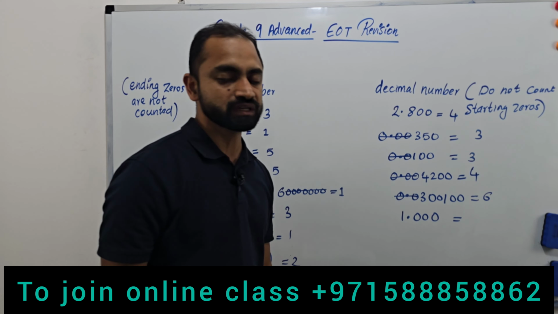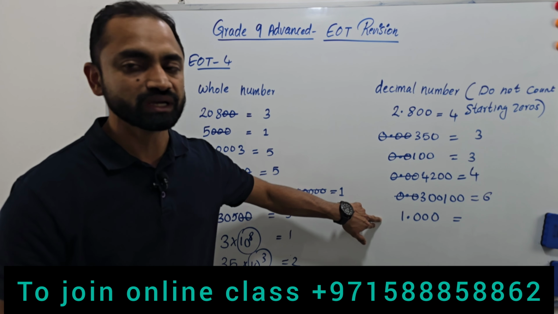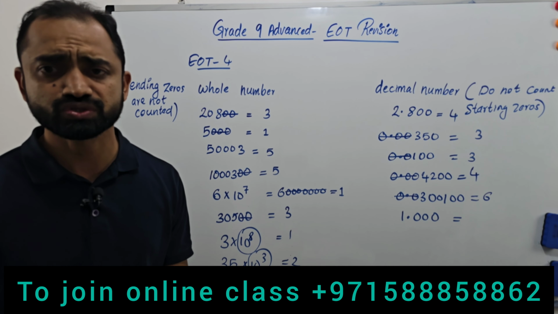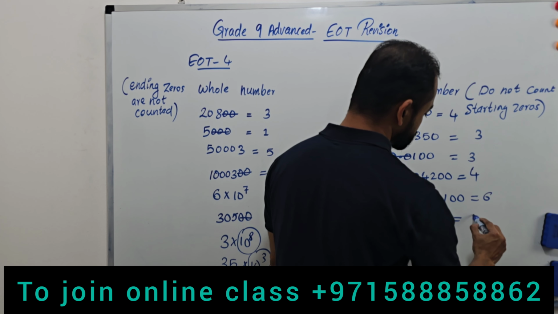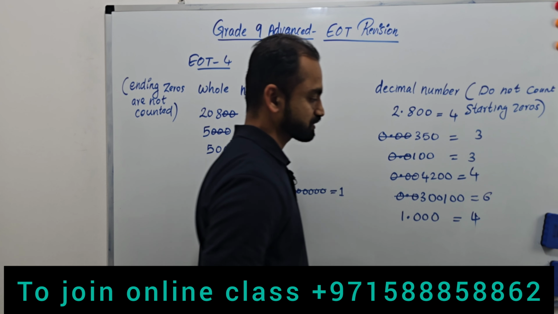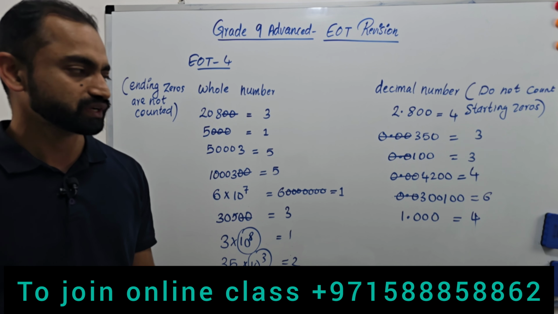1.000, how many significant figures? There is nothing to cancel here. It is not starting with 0, it is starting with 1. So nothing to cancel. How many significant figures? 4 significant digits, right?